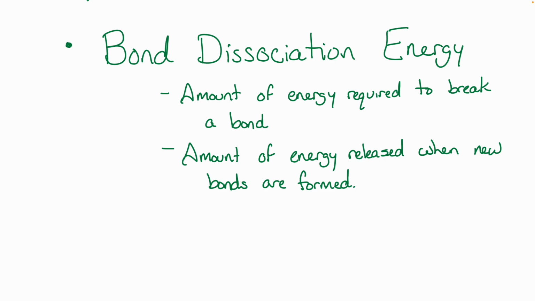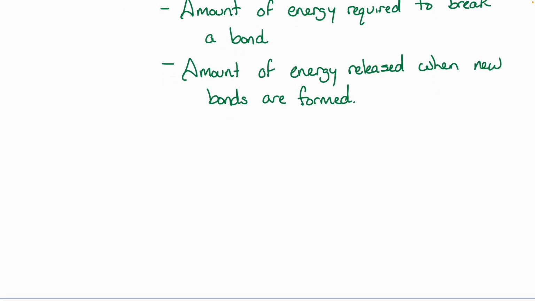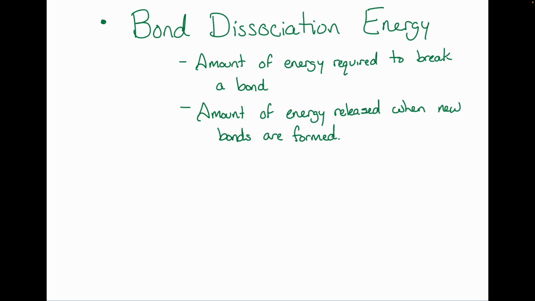So this bond dissociation energy is the energy that is stored in those chemical bonds. You have to put energy in to break them, but when new bonds are formed, energy is released. And that's how a chemical reaction works. This is how we're going to think of a chemical reaction from an energy standpoint.